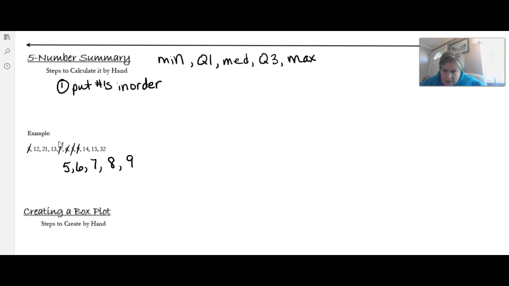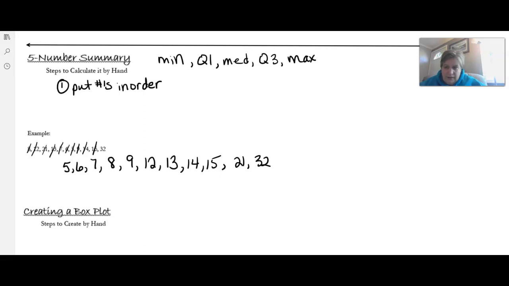Now, this one, for some reason, I don't have numbers repeating. I usually do. If I had another 9, I would just write another 9. However many 9s you write, you see. Okay? So if you have duplicate numbers, write them again. Okay, so now the next smallest number is 12, then 13, then 14, 15, and then 21, and then 32.